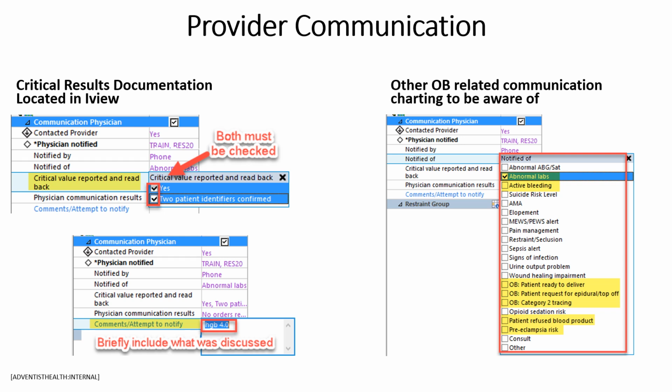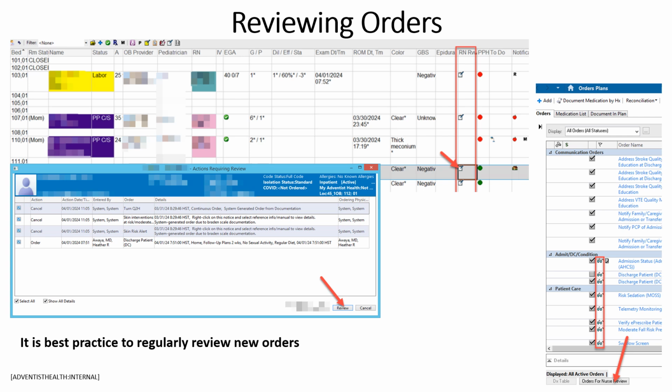Now let's talk about provider communication documentation. Communication physician is used for any critical result notification. Along with critical labs, there are several OB-specific topics listed as options to choose from within the Notified Of dropdown. When documenting a physician communication, be sure to chart within the correct time column in which you reached out to the physician. For any critical values, you must check both options for critical value reported and read back to be compliant with documentation requirements.